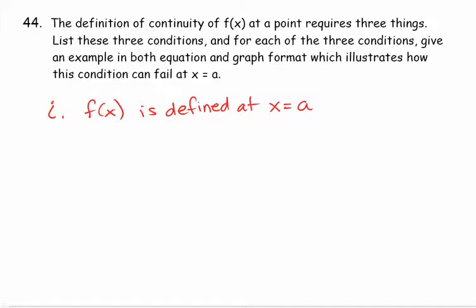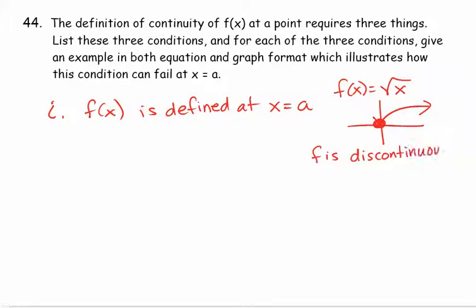So for example, I think a typical one that we've used is the square root of x. The square root of x, f, is discontinuous at a equals, let's say, -5. Any negative for that value because it's not defined there. All right, our second question is, does the limit exist? The limit as x goes to a of f of x must exist.